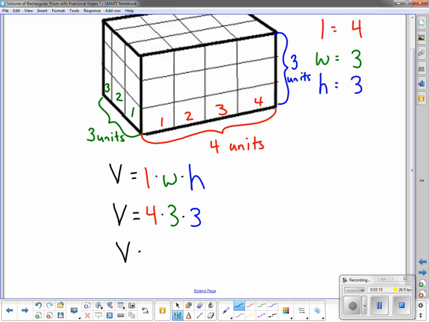Volume equals 4 times 3 is 12. I haven't used this last 3, so that has to drop down to the next line. And finally, I say volume equals 12 times 3, which is 36. And these are cubic units. Cubic because we're actually counting cubes.